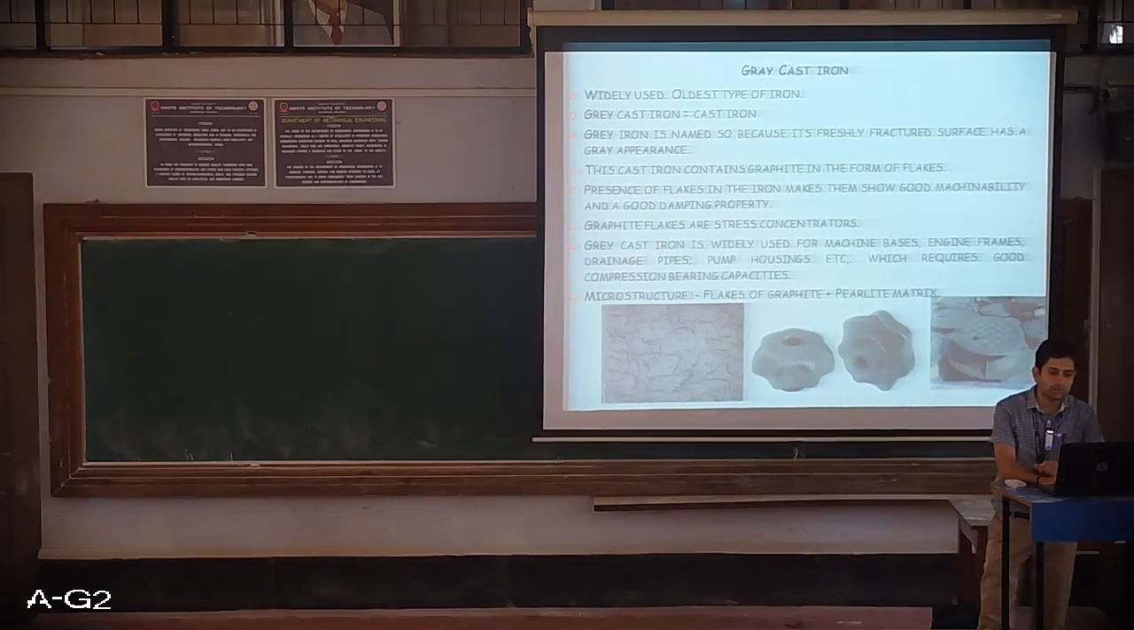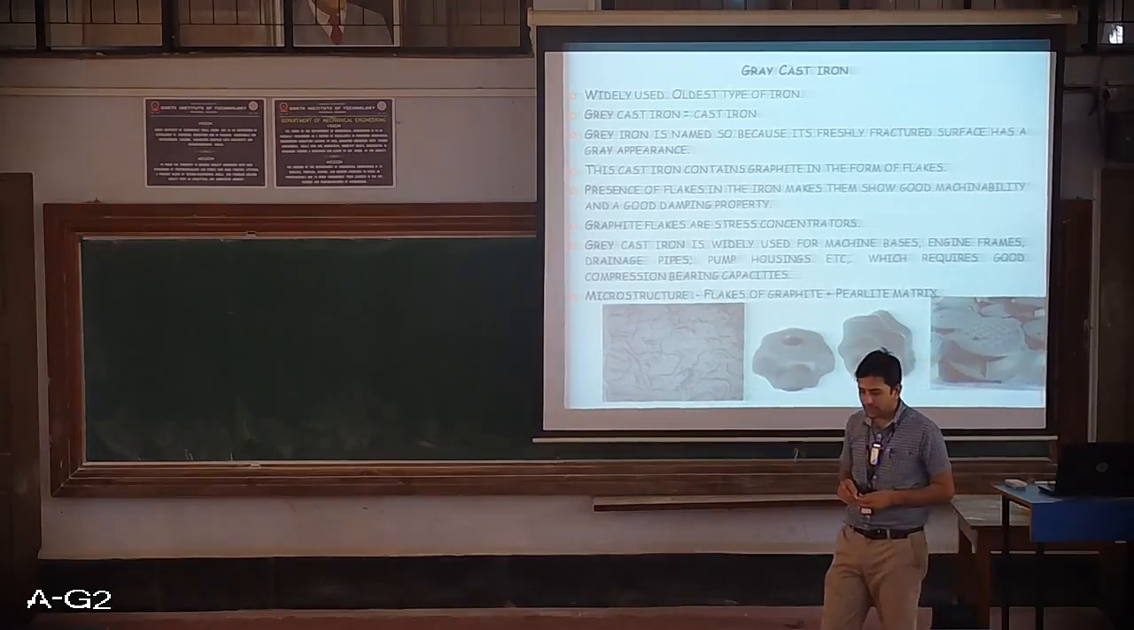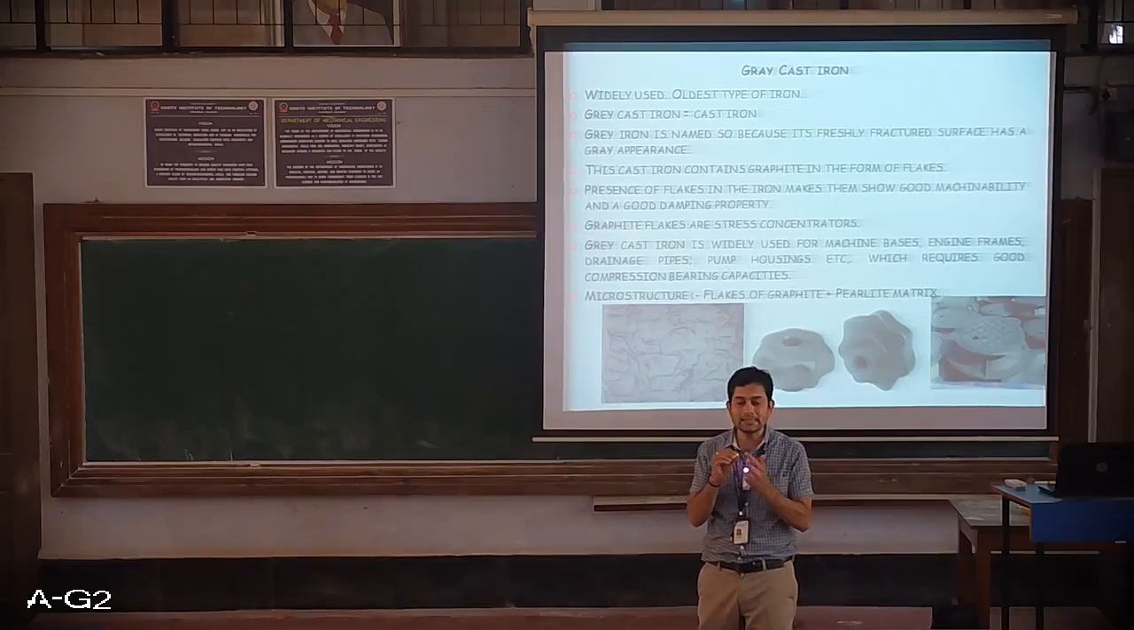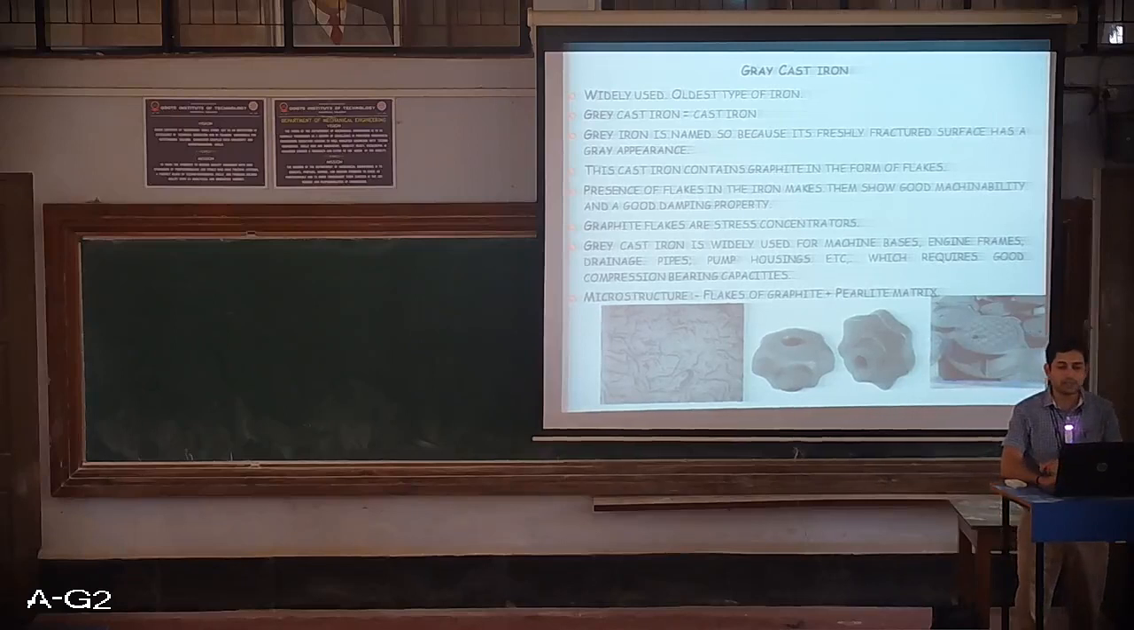Grey cast iron is also named so because its freshly fractured surface has a grey appearance. If you take a grey cast iron and try to fracture it, you will see a greyish appearance on it. That means it is grey cast iron. This cast iron contains graphite in the form of flakes.